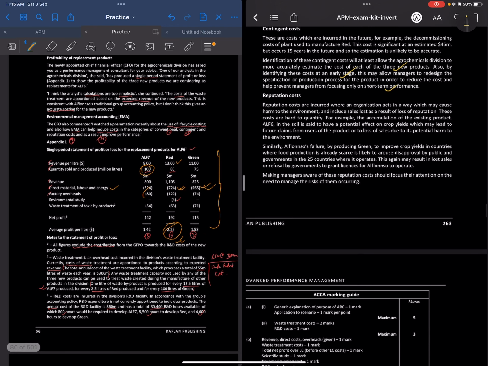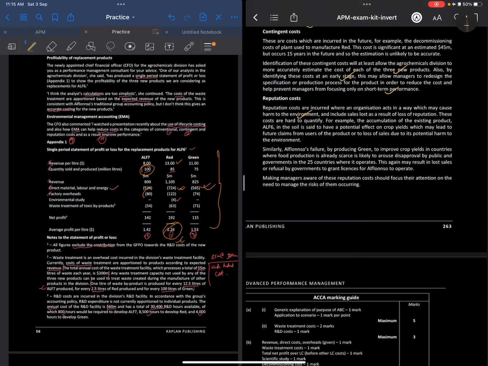So reputational costs are what? It is incurred when an organization acts in a way which may cause harm to the environment, right? It includes sales lost as a result of reputation. So these costs are hard to quantify. For example, the accumulation of existing product ALF6 in the soil is to have a potential effect on crop yields, which may lead to future claims from the users or to the loss of sales.